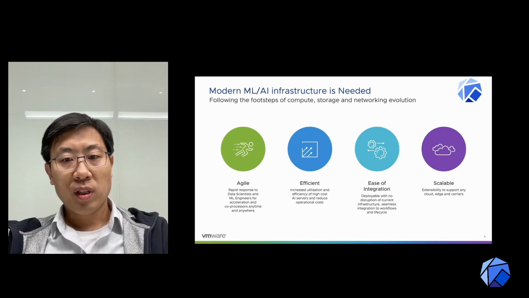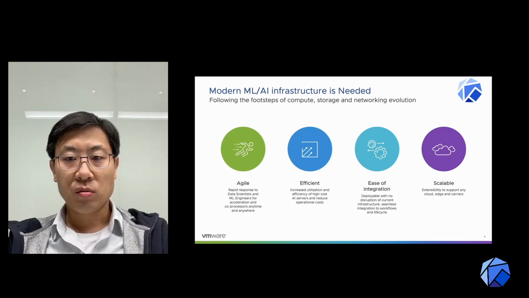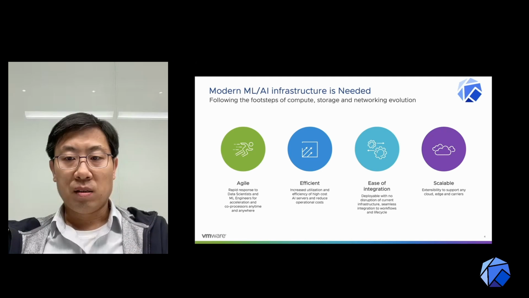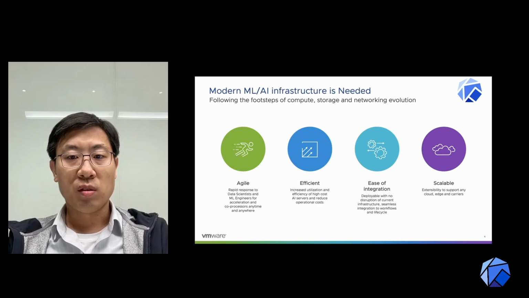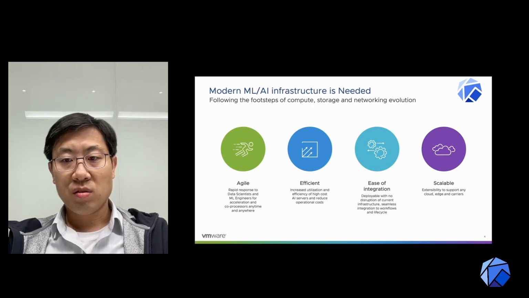And the second one is efficient. You know that the AI servers with GPU resources are the main cost for AI and machine learning workloads, especially for the large language model ones. So it's really important to increase the overall utilization and efficiency, and also reduce these operational costs.